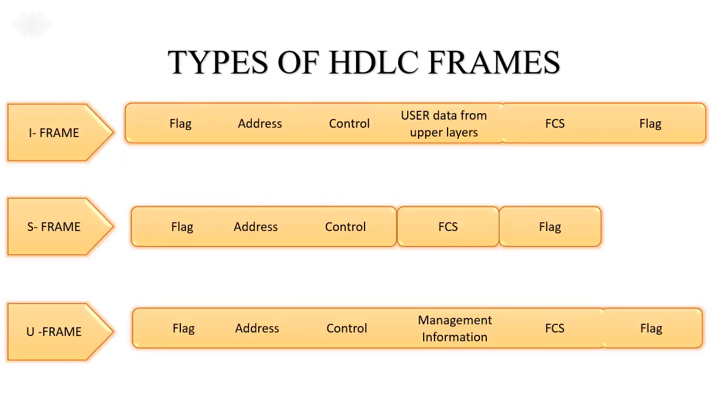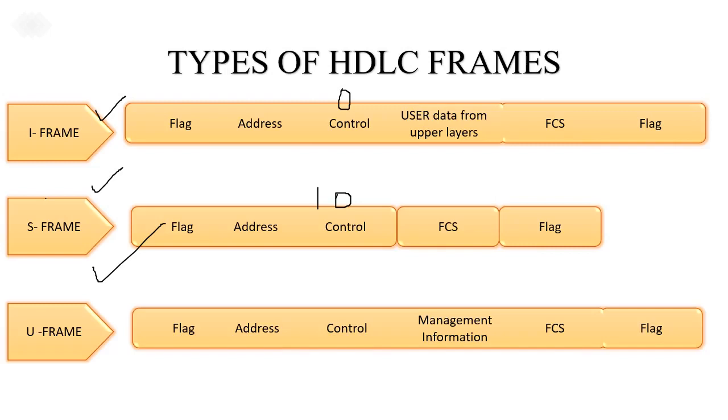Now moving forward to the types of HDLC frames. There is an I frame, S frame and U frame. I frame, or information frames, carry user data from the network layer. They also include flow and error control information that is piggybacked on the user data. The first bit of the control field of the I frame is 0. S frame or supervisory frames do not contain the information field. They are used for flow and error control when piggybacking is not required. The first two bits of the control field of the S frame are 1, 0, and for the I frame it was simply a 0.